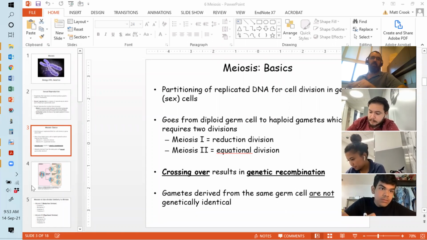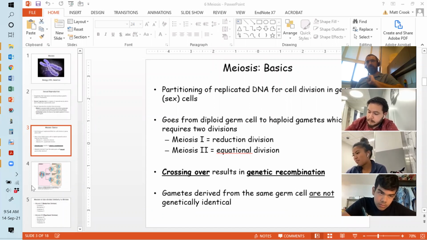Okay, so going to have a little bit of a whip through the actual phases or steps. And then we'll circle back, pardon me, to those two big things. Right, so give you the overview of the entire process, and then we'll focus on recombination and the random alignment of chromosomes or homologous chromosome pairs.